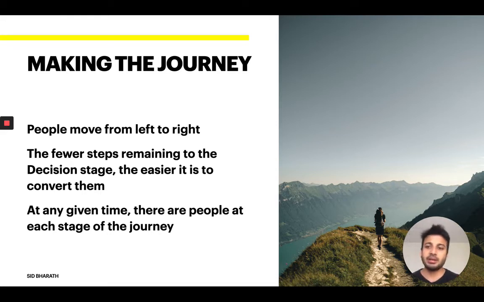What happens in this journey? How people move from left to right. They go from problem unaware to problem aware, solution aware, product aware, and decision, right? And the fewer steps that are remaining to that decision stage, the easier it is to convert them. Which is to say that if people are in the problem unaware stage all the way on the far left, it's harder to get them to buy your product because they just don't think they have a problem that your product solves. Whereas if they're already down in that stage where they're product aware and researching different products, it's a lot easier to get them to buy because they're already sold on buying one of the products. They just need to pick one. So at any given time, unless you're selling phones, there are people at each stage of the journey.